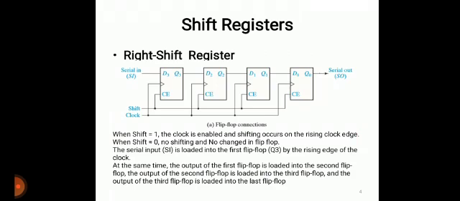If you can observe here, when shift is equal to 1, the clock is enabled and shifting occurs on the rising edge of the clock signal. Suppose shift is equal to 0, then no shifting takes place, that is, no change in the flip-flop output takes place. The serial input is loaded into the first flip-flop Q3 by the rising edge of the clock. At the same time, the output of the first flip-flop is loaded into the second, the output of the second flip-flop is loaded into the third flip-flop, and the output of the third flip-flop is loaded into the last flip-flop.